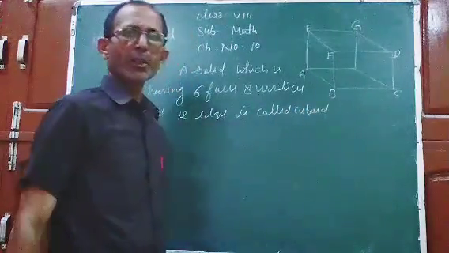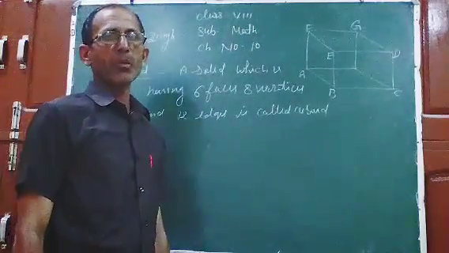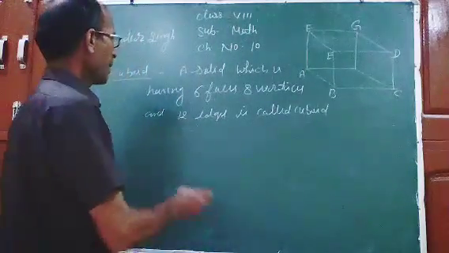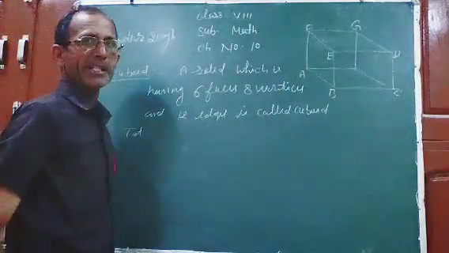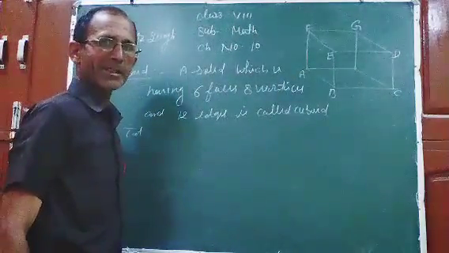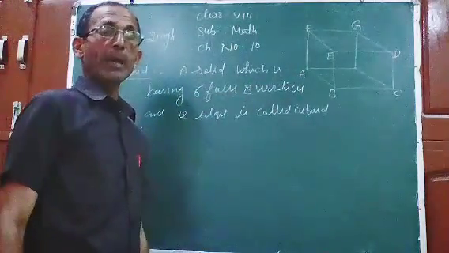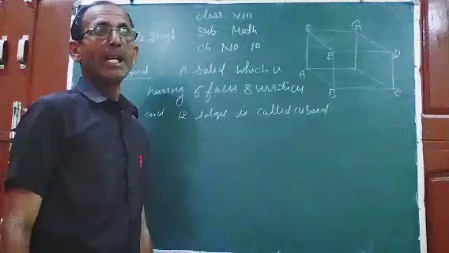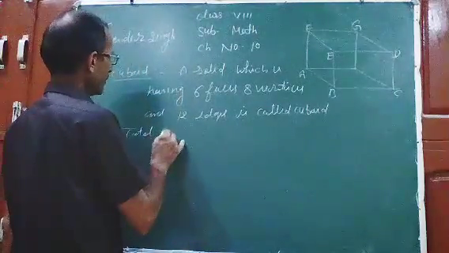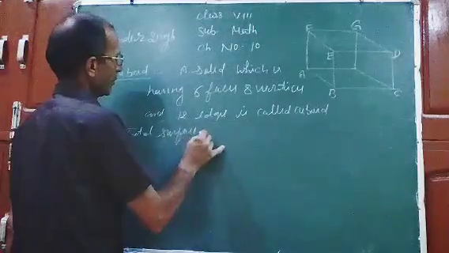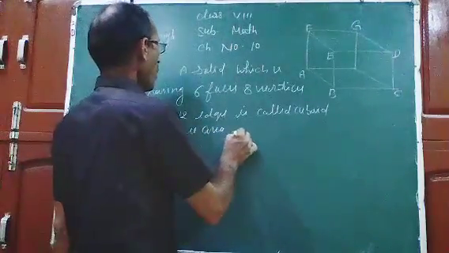If you have to find the total surface area of a cuboid, it means the area of all the faces. How many faces are there? 6, and all the faces are rectangular. So the area of a rectangle, you already know, is length multiplied by breadth. So the total surface area of a cuboid.